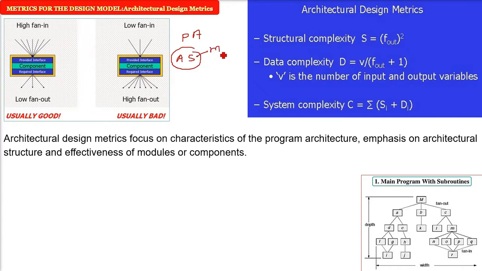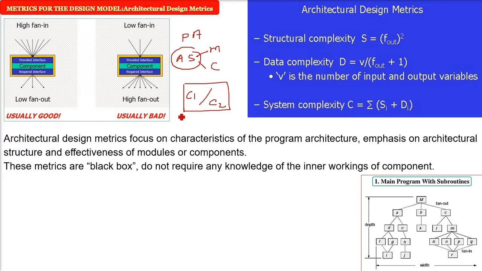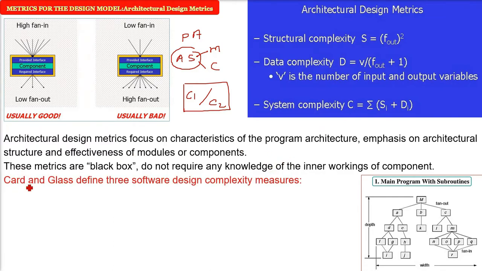You know that the architecture is what? The overall structure of the software. And design is the total conversion of requirements so that it can be converted to the actual code. So now these things need some numbers, to tell whether we have made a good architectural design or not. These metrics which we are going to discuss are black box. We don't go into the detail, or we don't have any knowledge of the inner working.